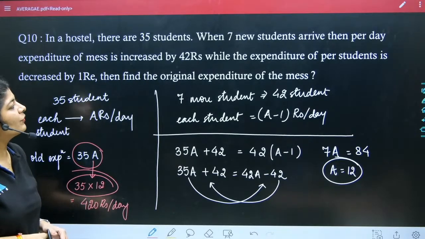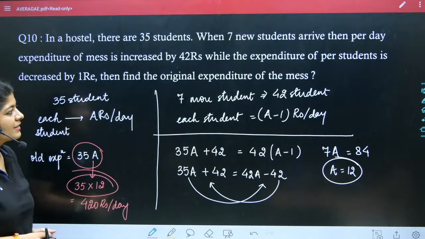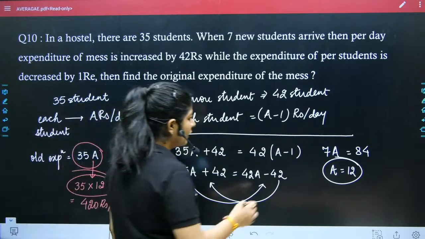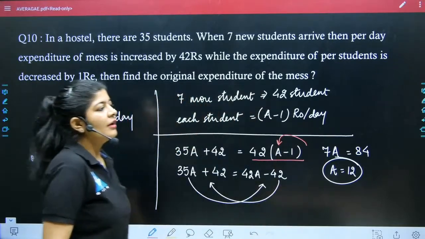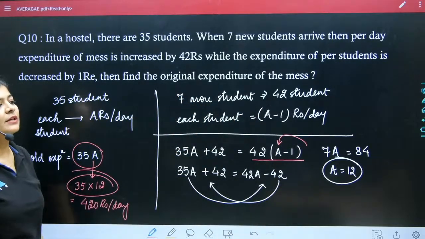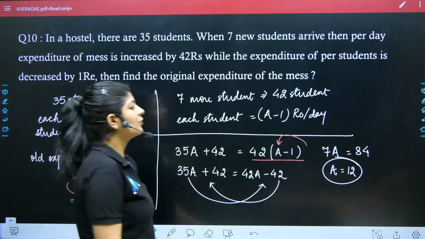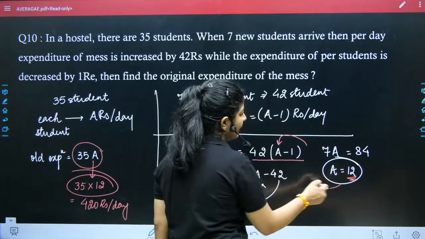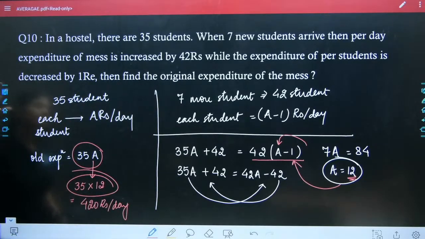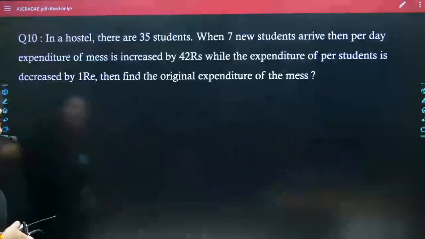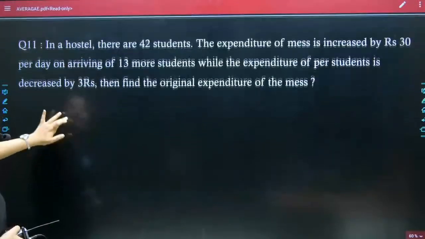And if we have to find out the new expenditure of mess, we just simply put our value of A over here and we will get our answer. If I have to find out my new expenditure, I have to put the value of A in this equation and I'll get my answer. Clear? Okay. Now let's move to the next question number 11th.